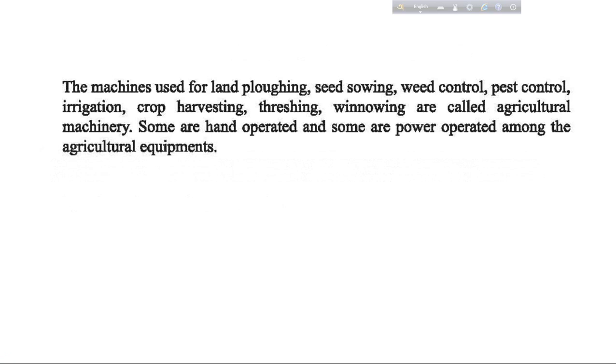The machines used for land ploughing, seed sowing, weed control, pest control, irrigation, crop harvesting, threshing, winnowing are called agricultural machinery. The machinery which are used in agricultural works are called agricultural machinery. In simple words, the machineries which are used for agricultural works are called agricultural machinery. Some are hand operated and some are power operated among the agricultural equipments.